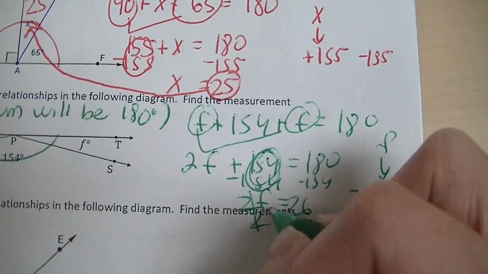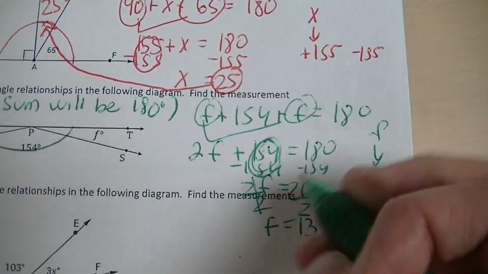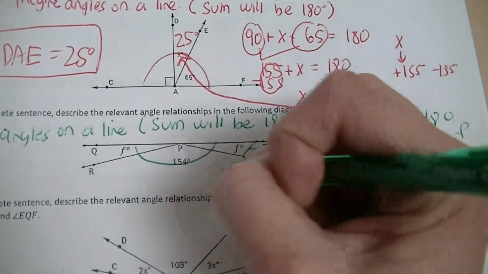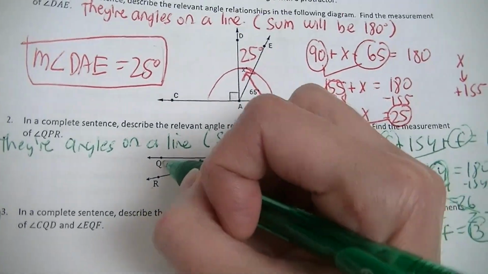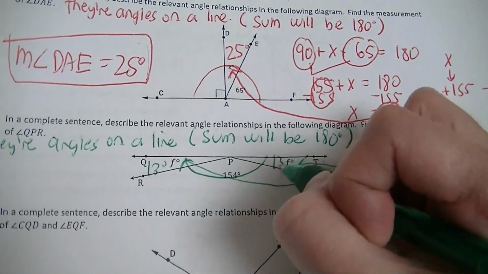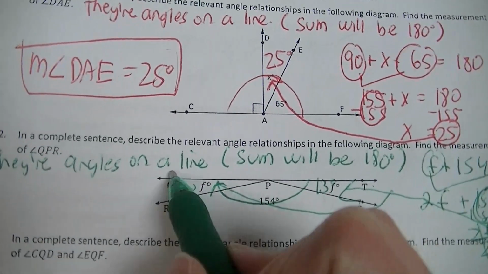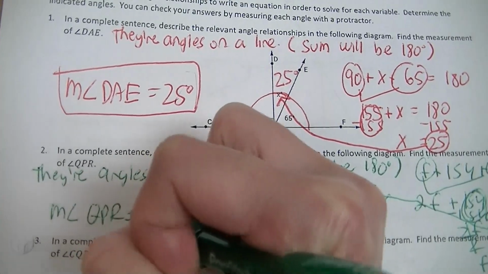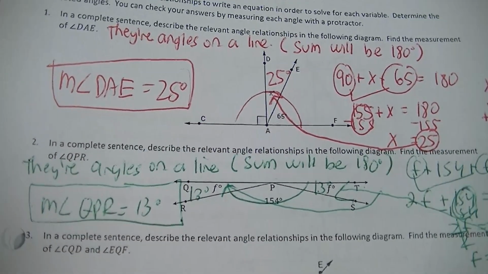2 divided by 2 is 1. 1 times F is 1F, or F. 26 divided by 2 is 13. You're not done. Substitute it back in wherever you see the variable F. So this right here is just plain old 13 degrees, and so is this one. But we've got to be obvious. Angle QPR is 13 degrees. Okay, there we go. Next problem.